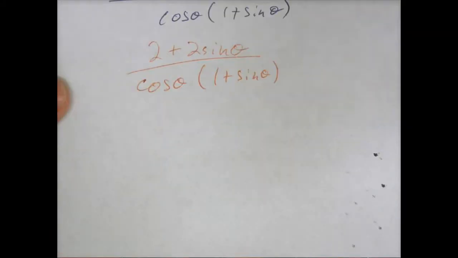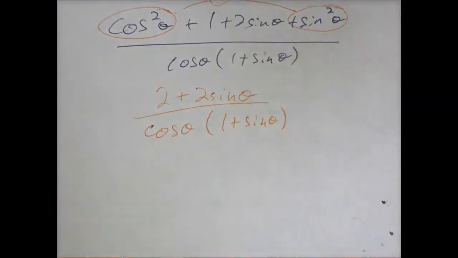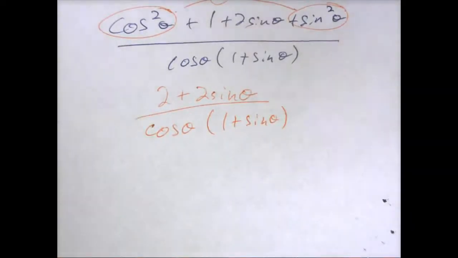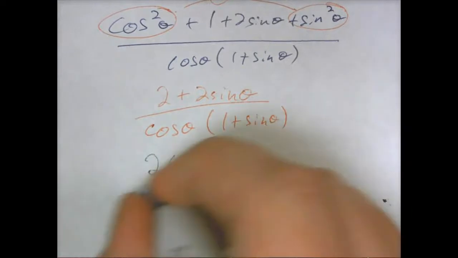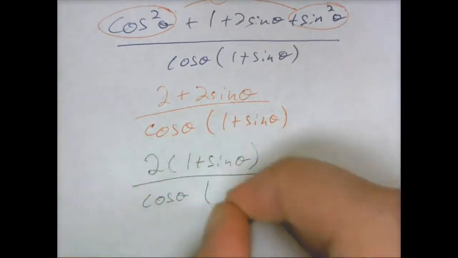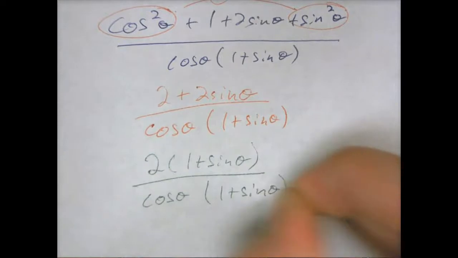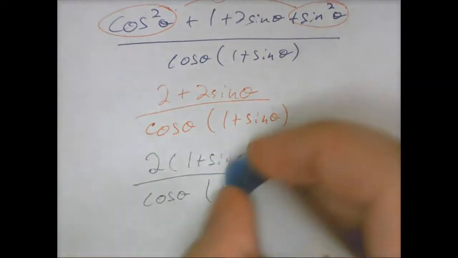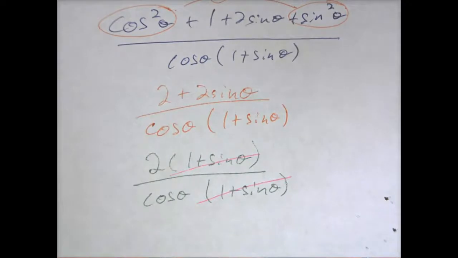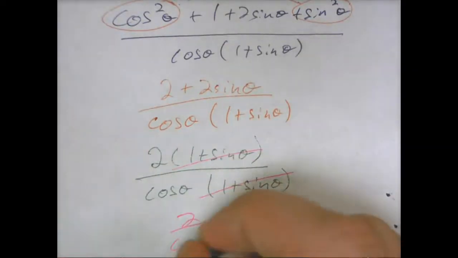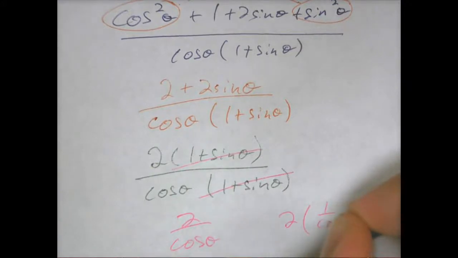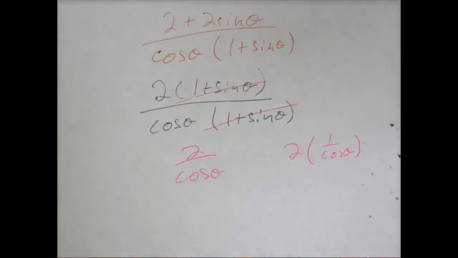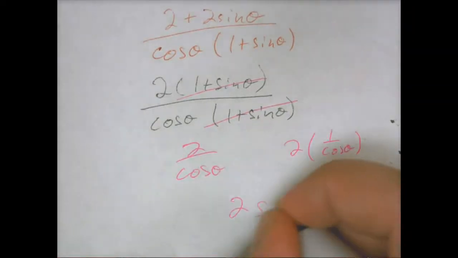Okay. Now, the top kind of looks like 1 plus sine theta, except they're both 2. So if I factor out a 2 from both of those terms, then this is 2 times 1 plus sine theta over cosine times 1 plus sine theta. 1 plus sine theta divided by 1 plus sine theta is 1. So I'm left with 2 over cosine theta, which is saying the same thing as 2 times 1 over cosine theta. So 2 would multiply to the top, right? Yeah. So this is just 2 secant theta.